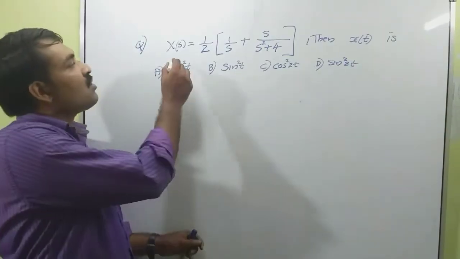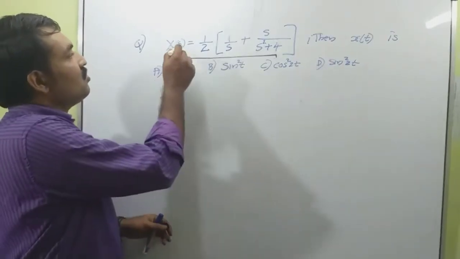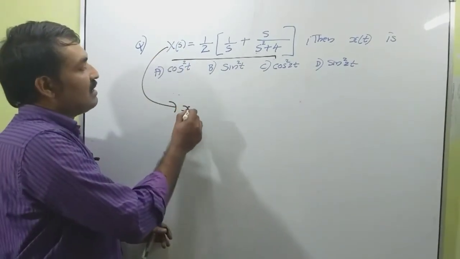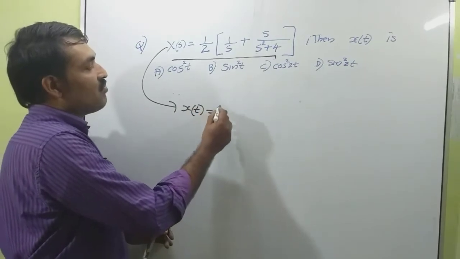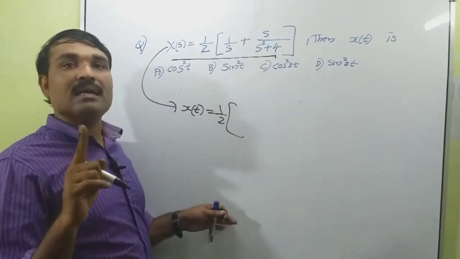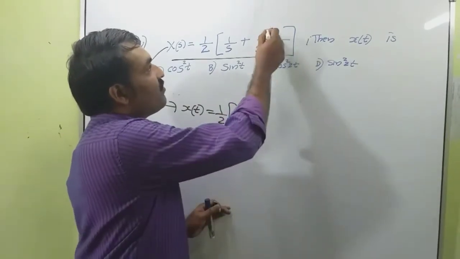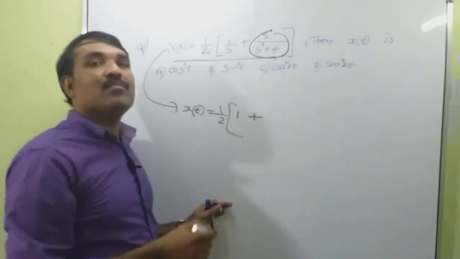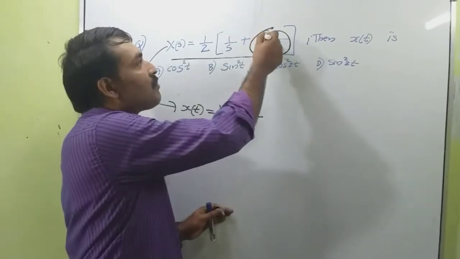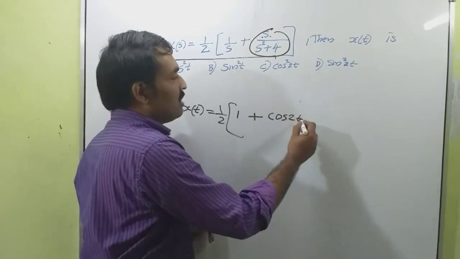Okay, now X of s is given. We want to find the inverse Laplace transform. So x of t is equal to 1 by 2. The inverse Laplace transform of 1 by s is 1, that is unit step signal. So 1 plus the inverse Laplace transform of s divided by s square plus 4. The inverse Laplace transform of this term is cos 2t.